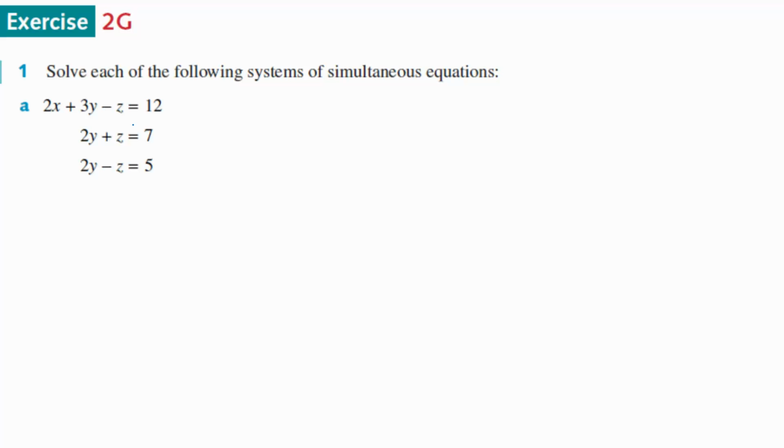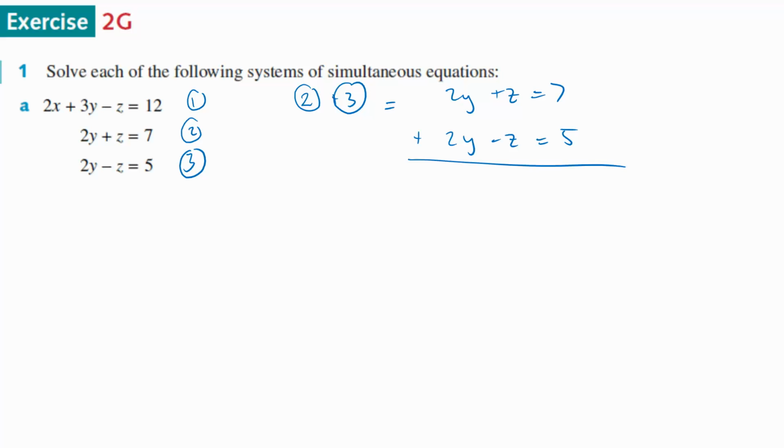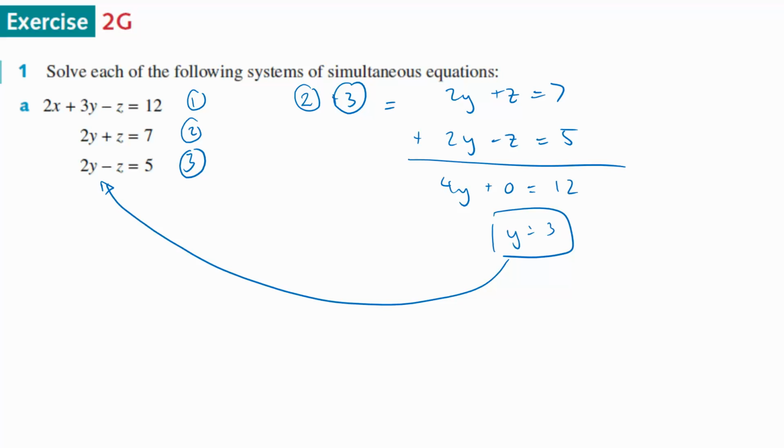Obviously, you can see that if I just added these two together, you'd be able to find y. If you can find y, you can solve it. If I call this equation 1, 2, and 3, you can say equation 2 plus equation 3, and what you'll get is 2y plus z equals 7, 2y minus z equals 5. If you add those two together, you get 4y, and this cancels out to be 0, equals 12, so y has to equal 3. Now that you know y equals 3, you can sub it back in and solve for z. If you can solve for y and z, then you can solve for x.